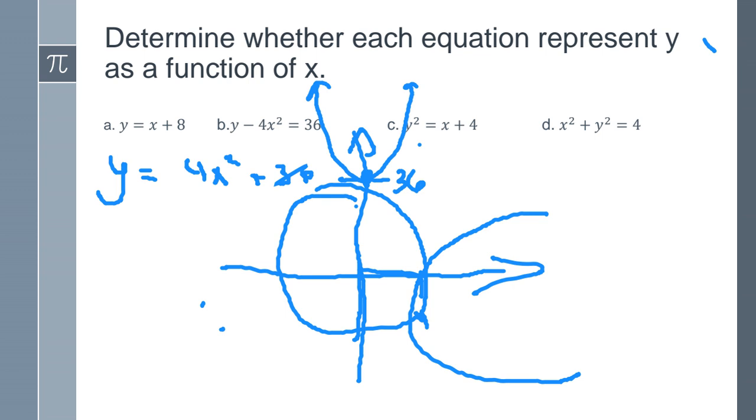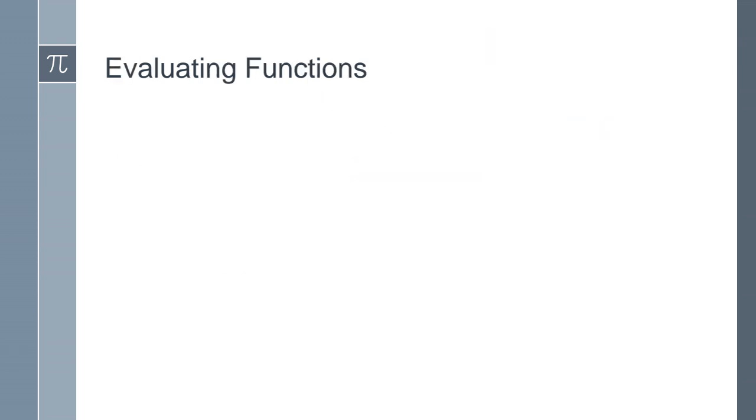So evaluating functions. Basically, the way you evaluate functions is, again, I like to tell my students that the x values of the function are my input values, and that's what I'm going to place into my function. The output is, again, the y values. So let's look at these problems.